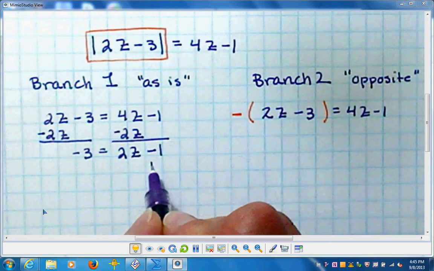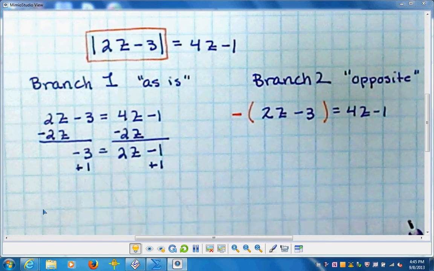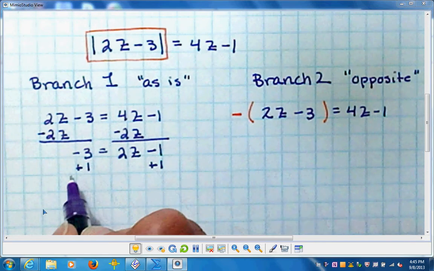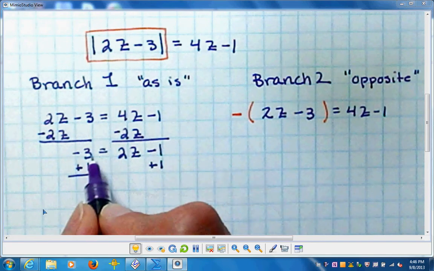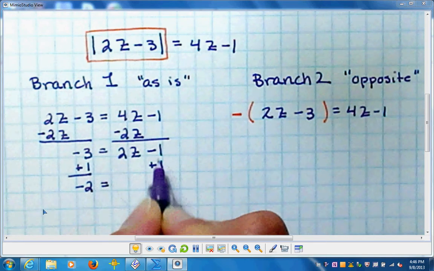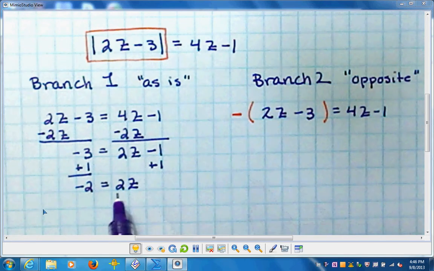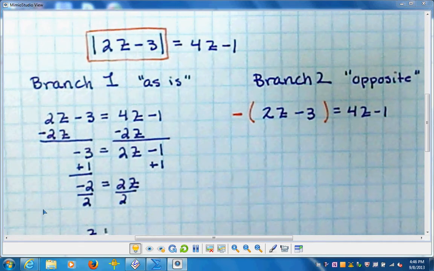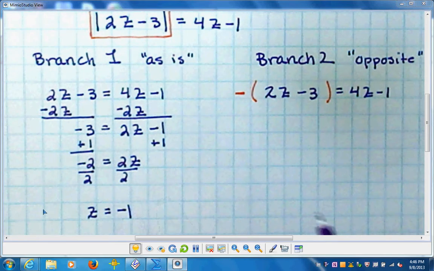Now I can add 1 to both sides because I want to get like terms together. So negative 3 plus 1 gives me negative 2. This becomes a 0 over here. So negative 2 equals 2z. I divide both sides by 2, and that gives me z is equal to negative 1.